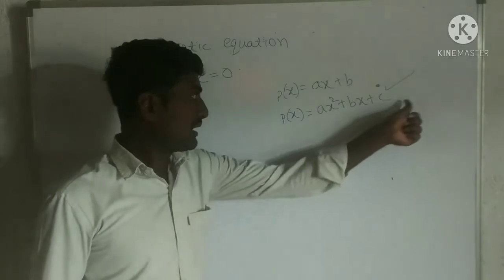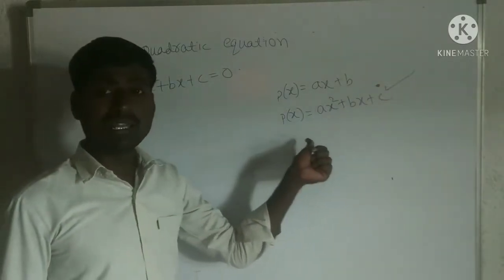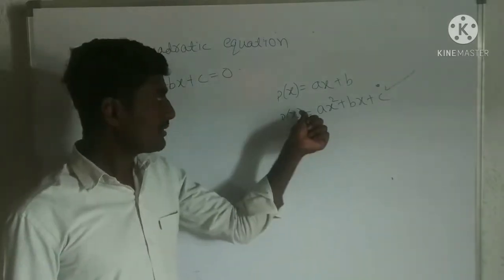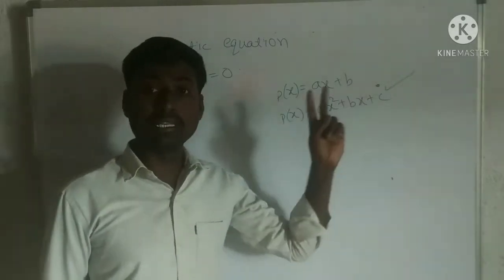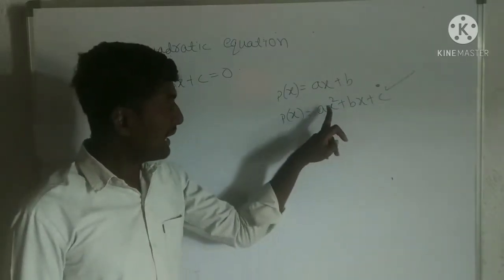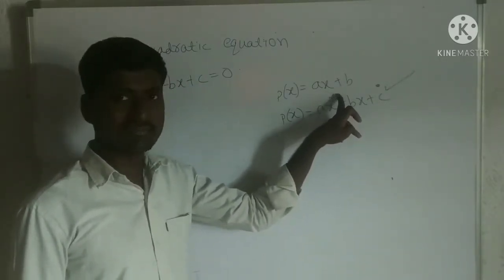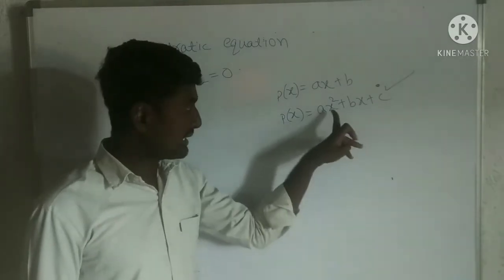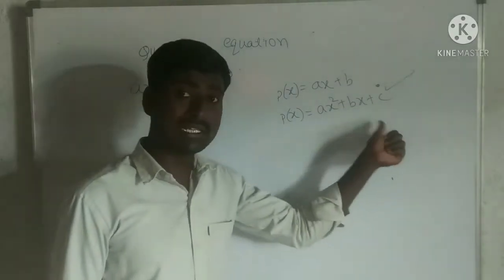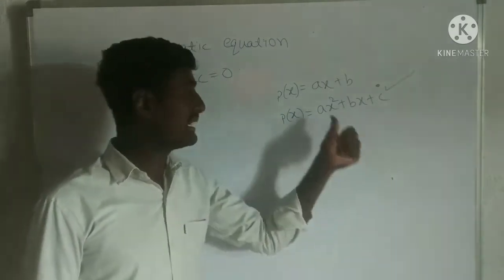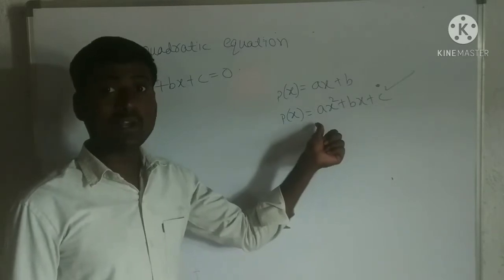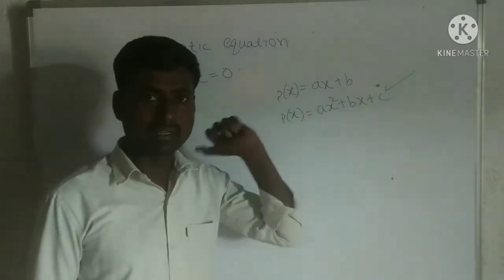Now here we say this polynomial is a quadratic polynomial. Why? Because the degree of this polynomial is 2. What is the degree of a polynomial? It means the highest power of x. In this one, the highest power of x is 2. Therefore, the degree of this polynomial is 2, and since the degree is 2, it is called a quadratic polynomial.